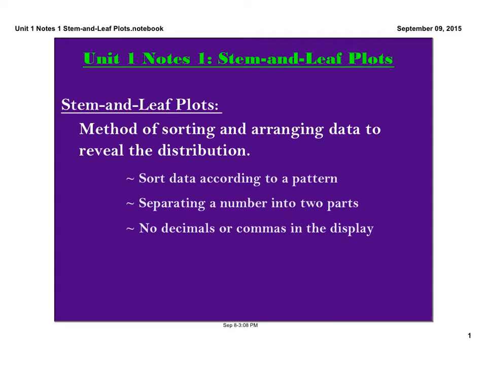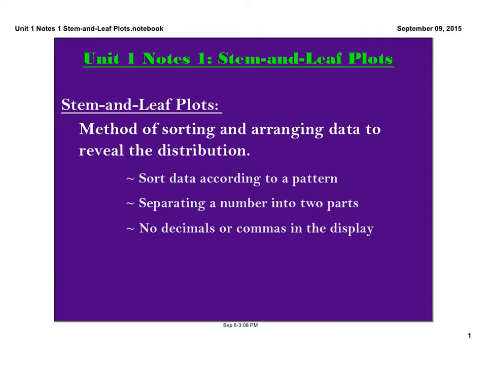We are kicking off Unit 1 today, and in Unit 1, we are talking about a bunch of different data displays. So the first data display that we are going to work on is stem and leaf plots. Stem and leaf plots are a method of sorting data and arranging data to reveal the shape of a distribution, to reveal where your data falls within the range of the data. We're going to sort the data according to a pattern.